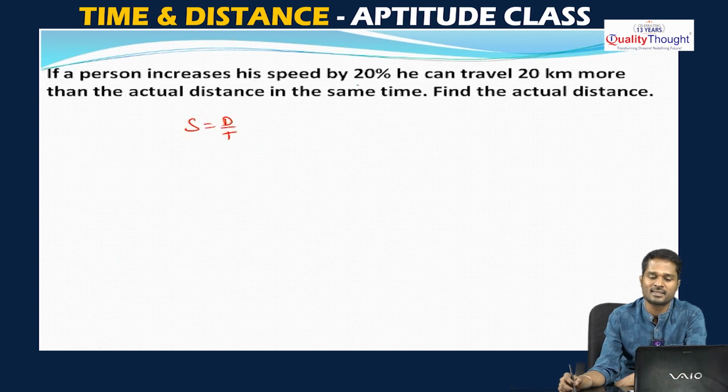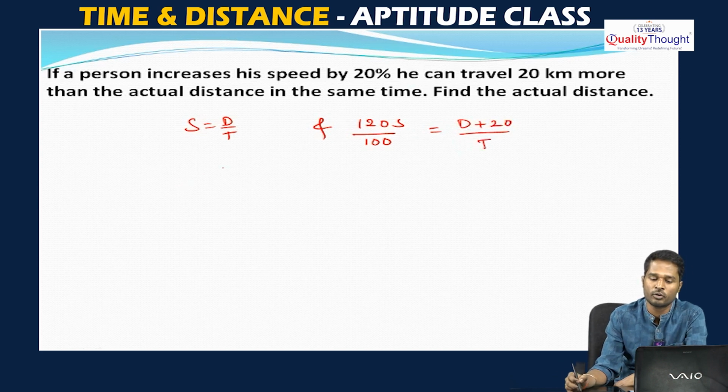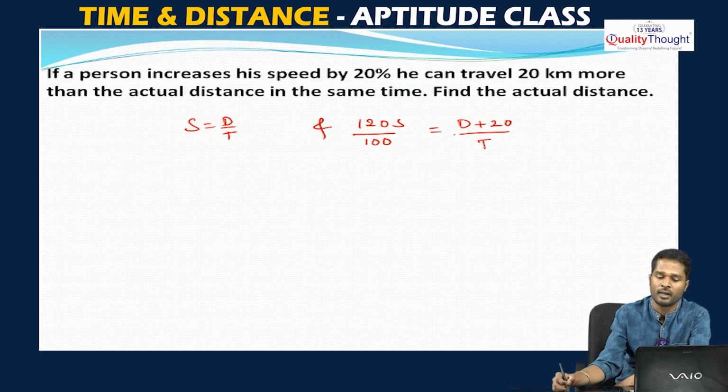If he increases his speed by 20%, the speed will become 120 s by 100. Now he will travel 20 kilometers more in the same time. Let the original distance be d. Now what is the actual distance he travelled?